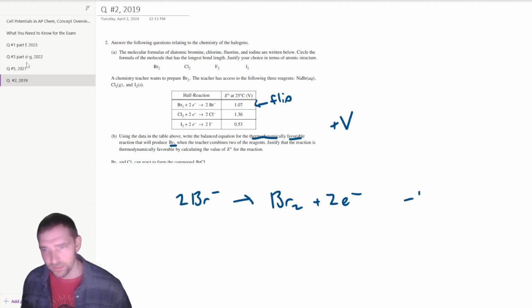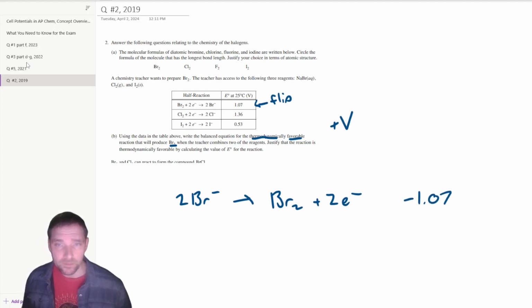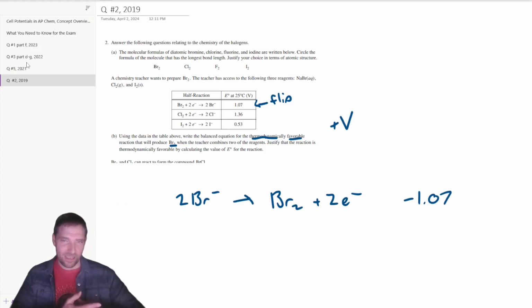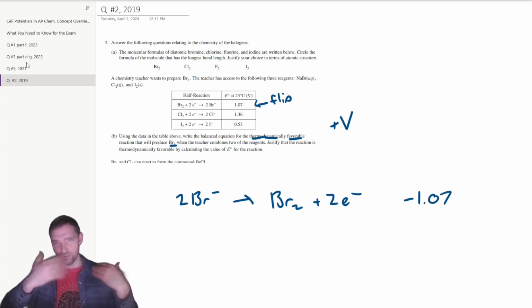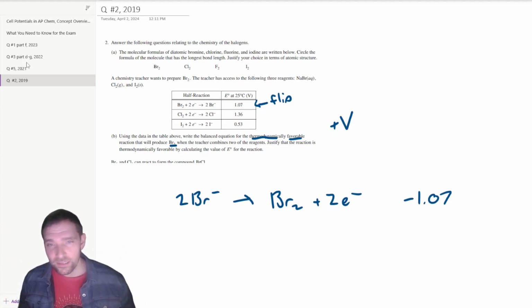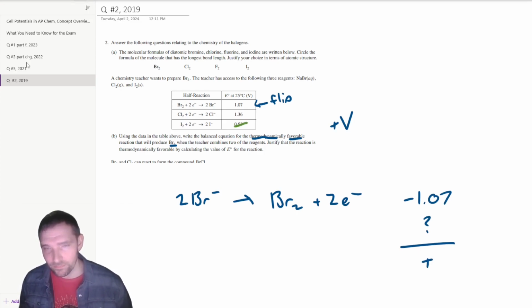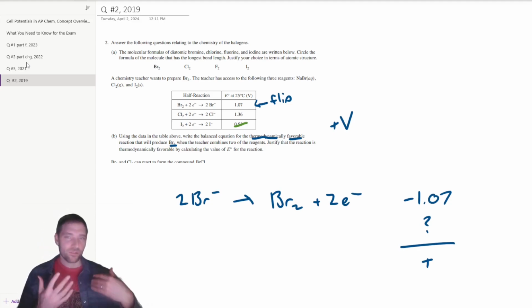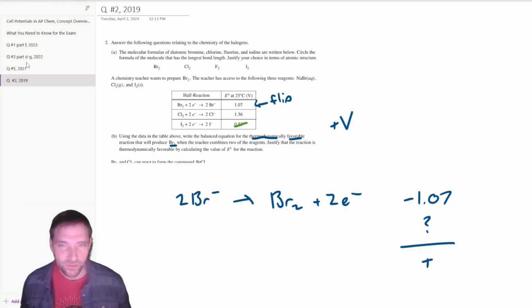And its cell potential is now negative 1.07. Because it's the opposite process. Now instead of happening and giving off that much energy, it needs that much energy to go backwards. So the question is, we need something that will, when you combine it, will be positive. And that should disqualify this 0.53. Because that, if the other thing is now the oxidation, we need something that's being reduced.